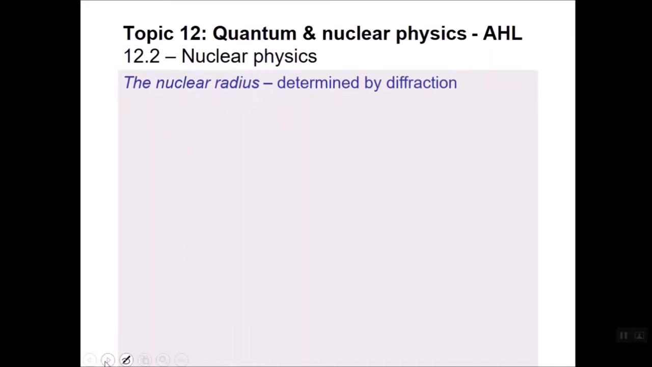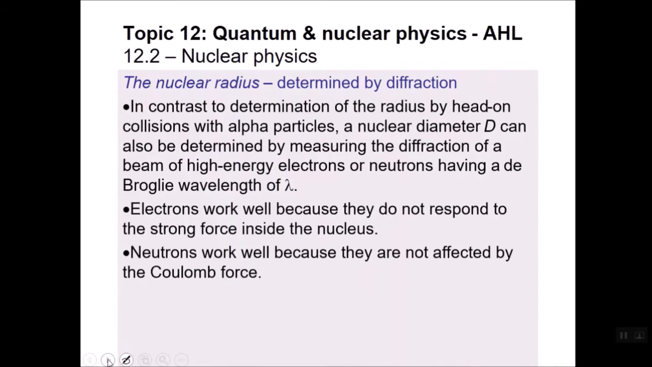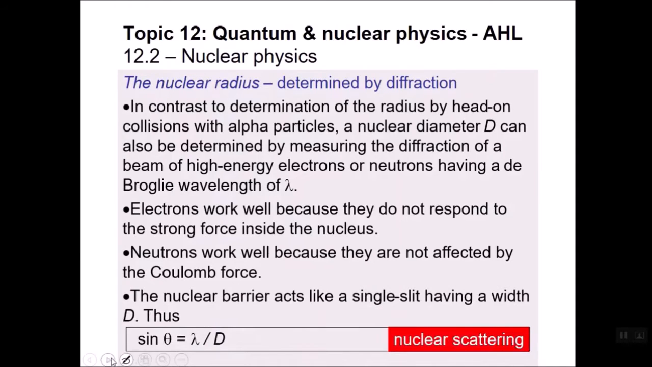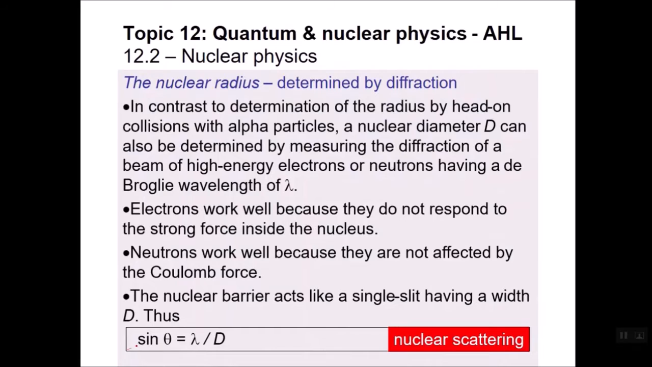You shine light at an atom, the nucleus acts like a slit. Okay, and what happens when you have a slit that you shine light through? It diffracts, and you can basically use the equation that we use for diffraction. Sine theta equals the wavelength of that light divided by the distance of the light.